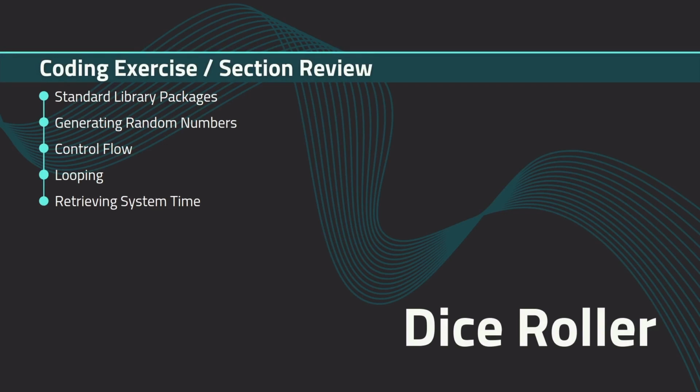In this coding exercise, we'll be creating a program that reviews some of the topics that we've covered so far in this section. That includes control flow, looping, and creating variables. We'll also be using some new standard library packages to retrieve the system time and generate random numbers.